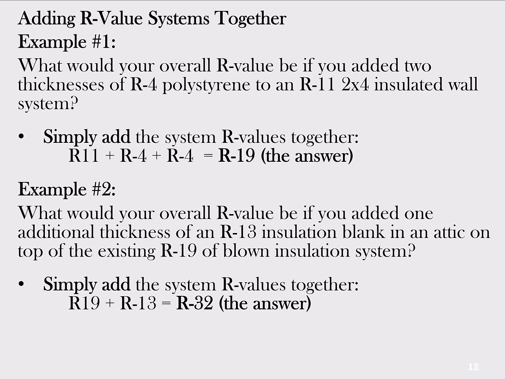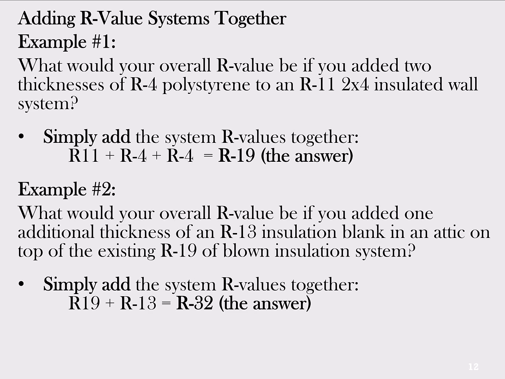What would be your overall R value if you added 2 thicknesses of an R4 polystyrene to an R11 2x4 framed insulated wall system? Okay, well, we got R11 to start with in the 2x4 frame wall, plus R4 again. Like a pirate. R. Okay, bad joke. But 11 plus 4 is R19 again, because that's usually the goal we're going for with a lot of these walls nowadays in modern times.